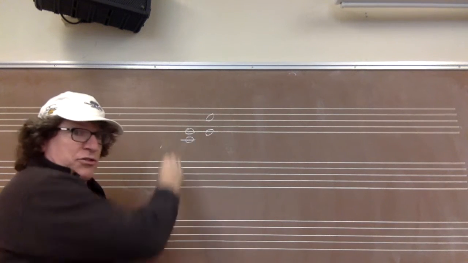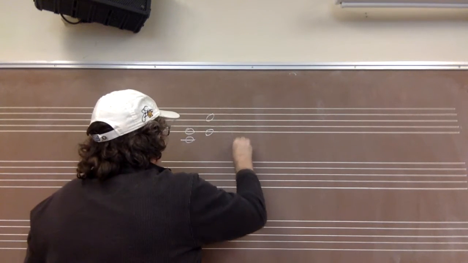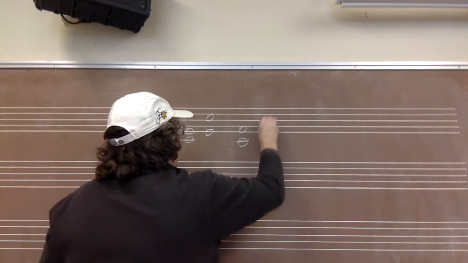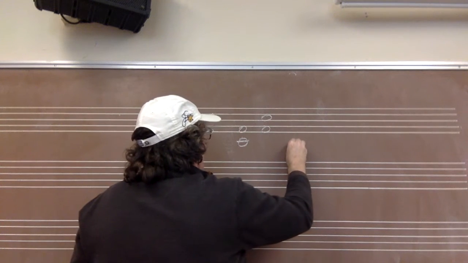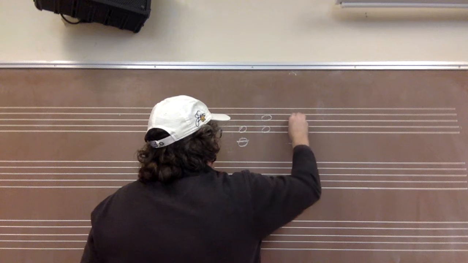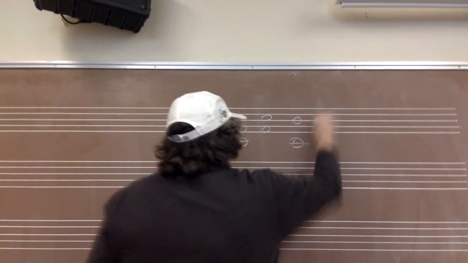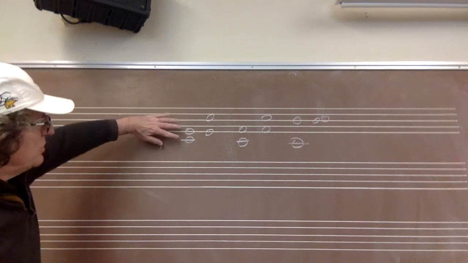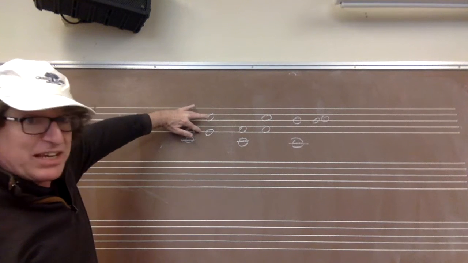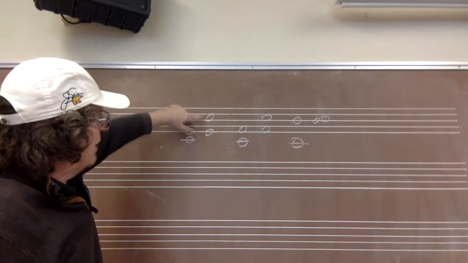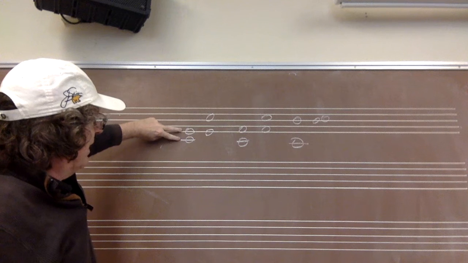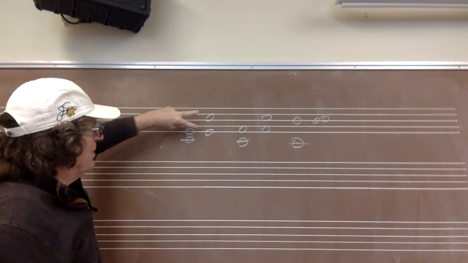So that's a third, and I invert it. There's a 4th, and I invert it. I'll just do a 7th now, and I'll invert it. So you notice that a third becomes a 6th. And I can tell it's a 6th because it's a line to a space, so it's got to be an even number. Line to a line is going to be an odd number. So 3 becomes a 6.